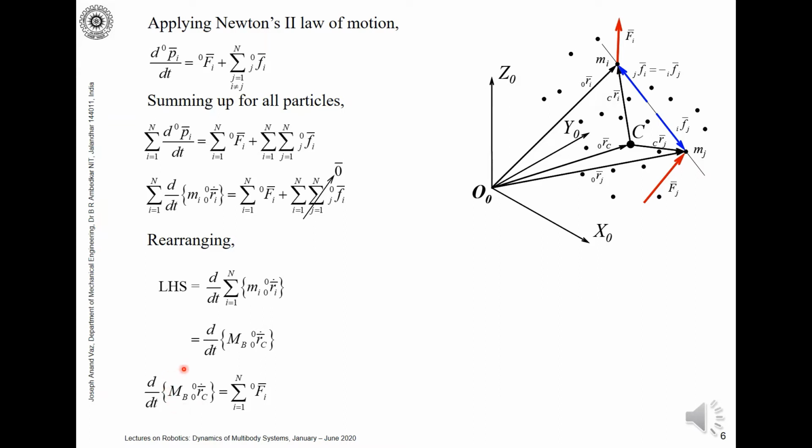So the rate of change of this linear momentum is caused by the resultant of all the external forces acting on this system. And you can see here that the internal forces are not appearing in this expression.